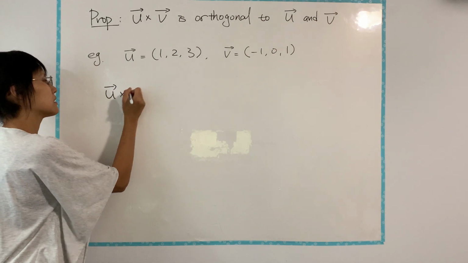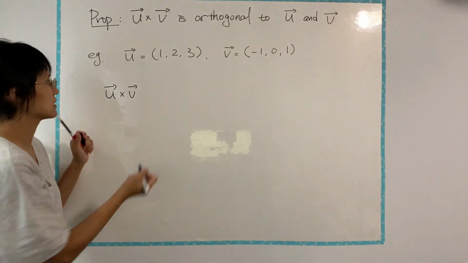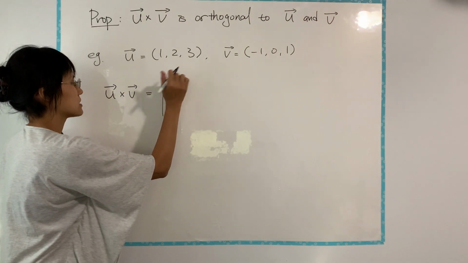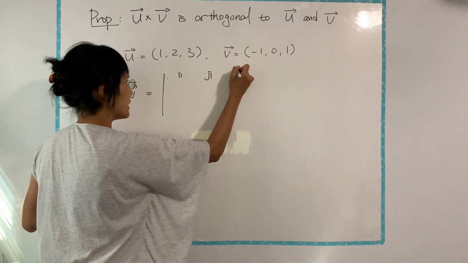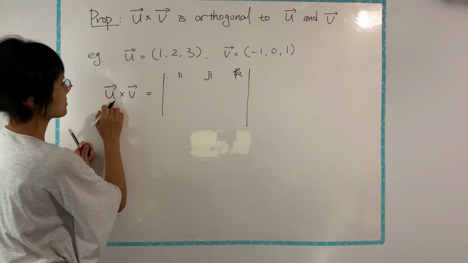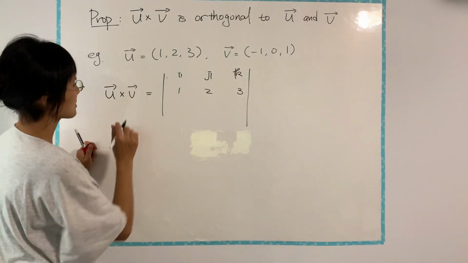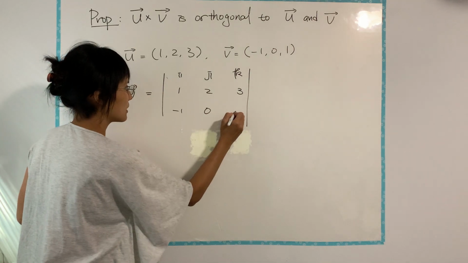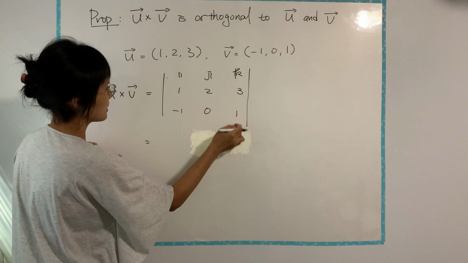If I use the formula to compute the cross product, u cross v, what's the formula? I will always use i, j, k on the top. What I have over here in the first place, I put it next. And for the vector v, that goes to the last column. All right, so now I just take the determinant.